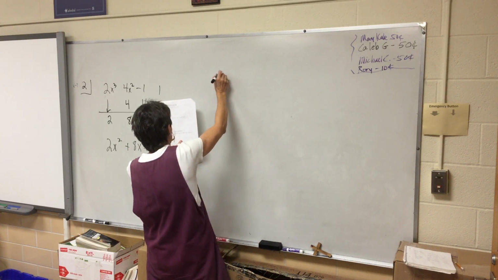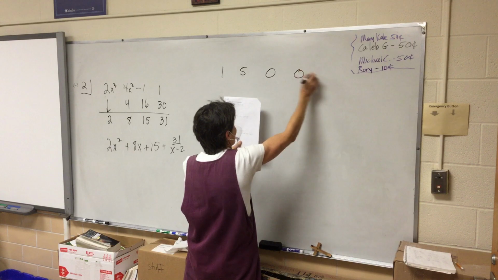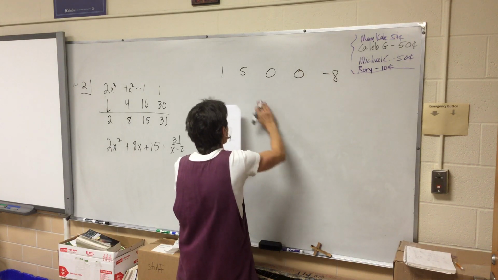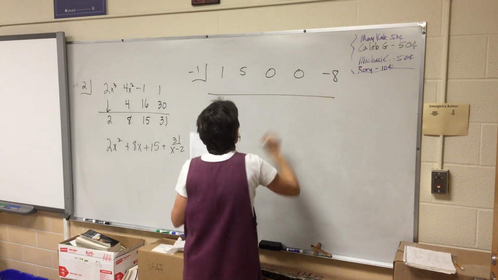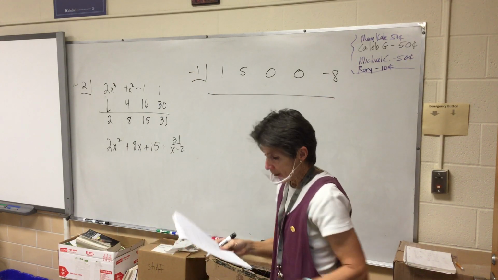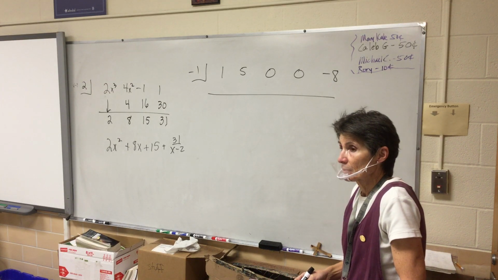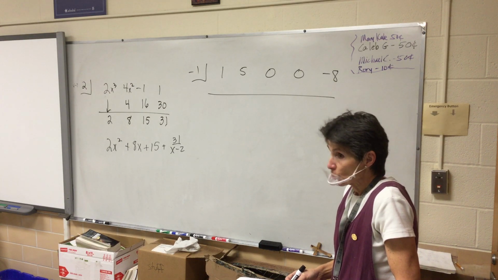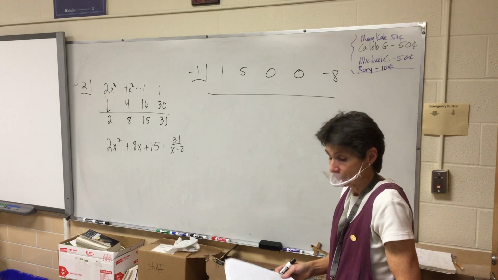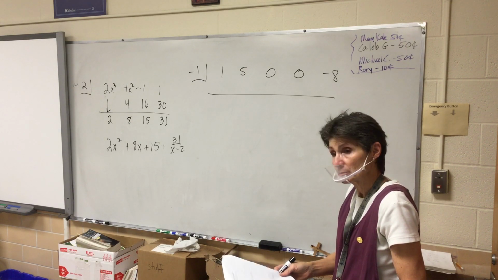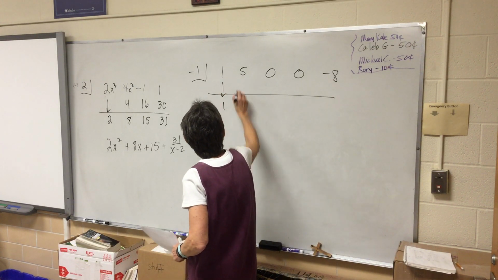Let me see if I can get this right this time. 1, 5, 0, 0, -8. Jesus, did I get that right? Yeah. Out in the box, I put a -1 because that's where the dot would be if I were graphing x plus 1 as a factor. So this guy comes straight down. Here we go.